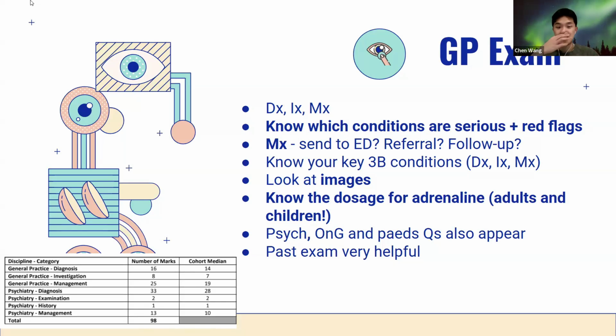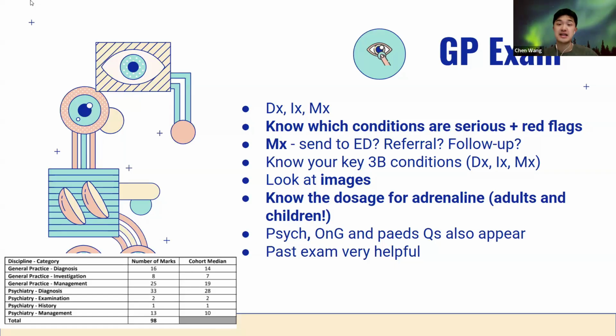Having said that, it's also important to revise your key core 3B conditions, including their investigations and management. So make sure you revise how to read a basic ECG, basic spirometry, all the renal casts and things like that. They may be featured in your GP exam as well.